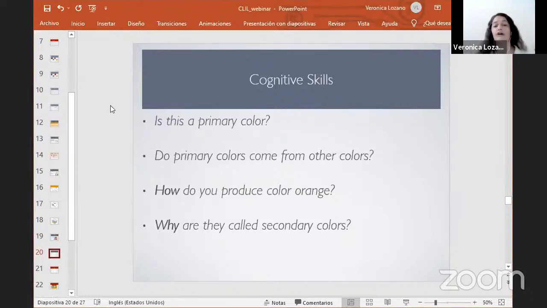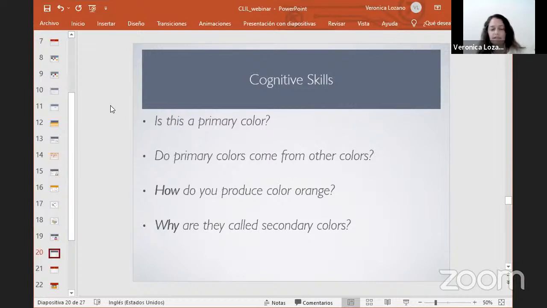Another way to develop or to build upon these cognitive skills is to work with questions in the classroom or whenever you're teaching a curriculum subject. For example, is this a primary color? You're going to answer yes or no. Do primary colors come from other colors? Again, yes or no.